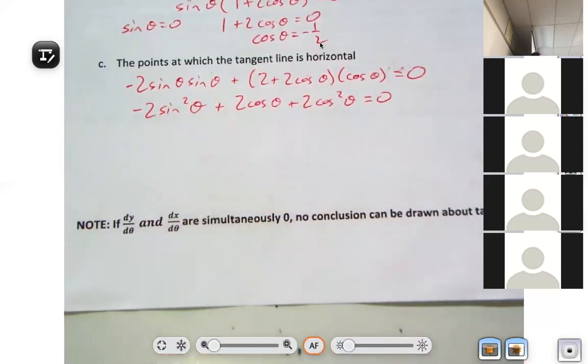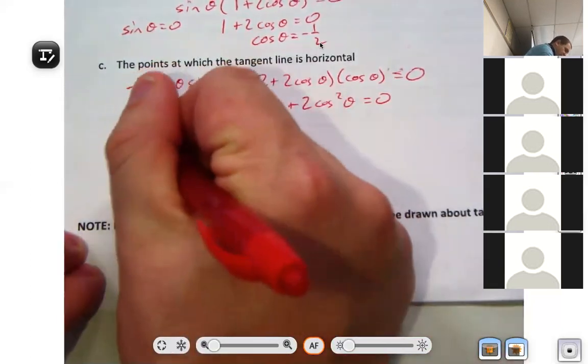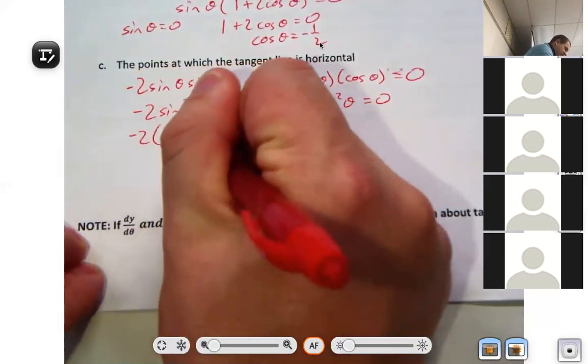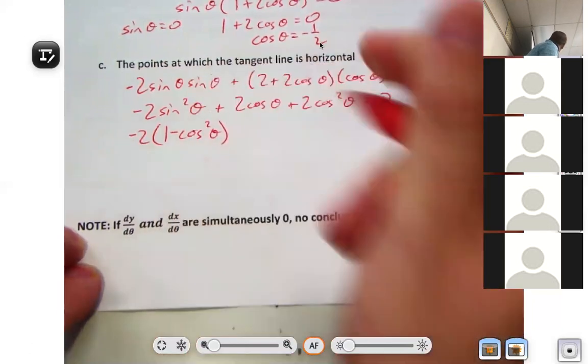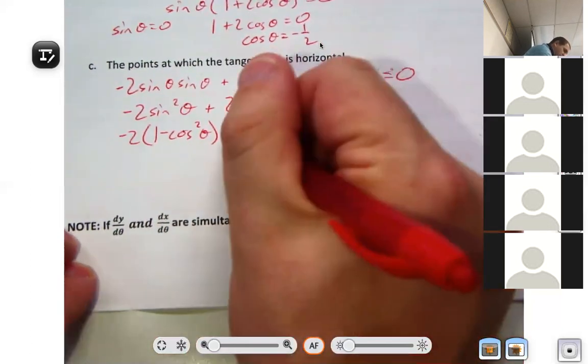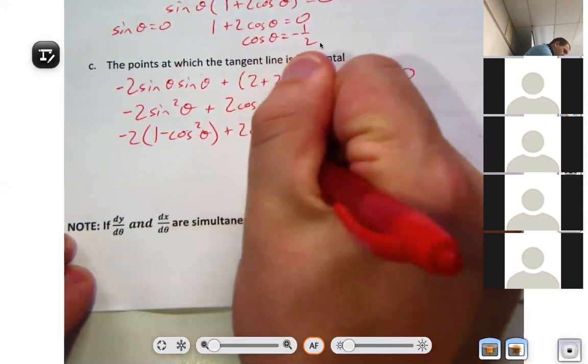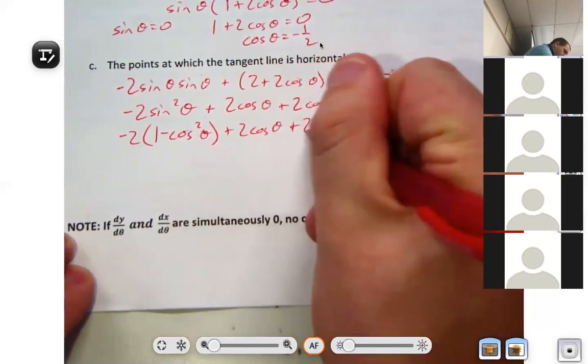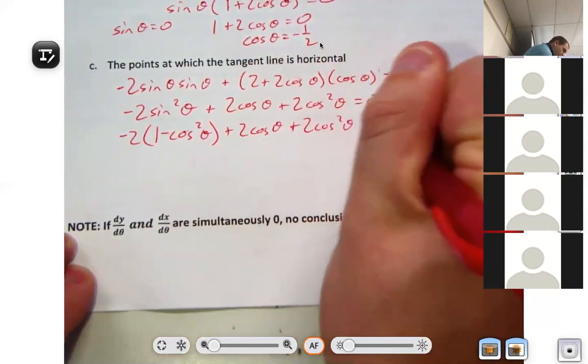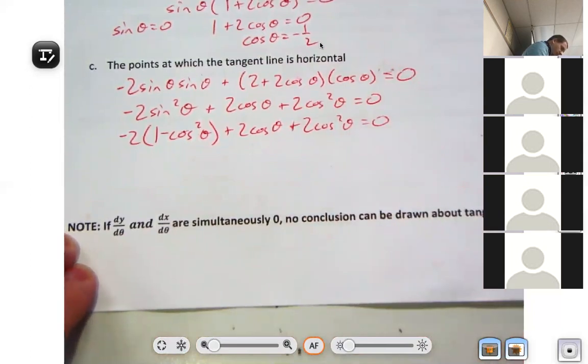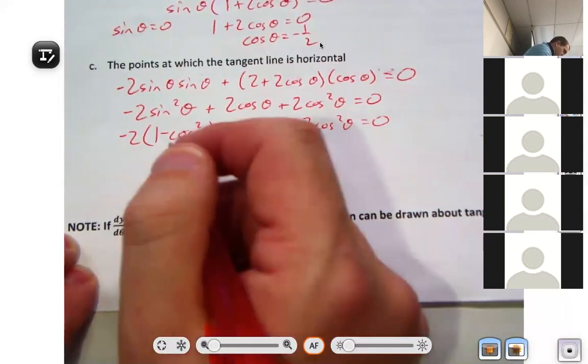So this is the Pythagorean identity. Sine squared plus cosine squared equals 1. So sine squared is 1 minus cosine squared. So I'm going to change this to be 1 minus cosine squared instead. And then we basically have a quadratic equation on our hands. So distribute.